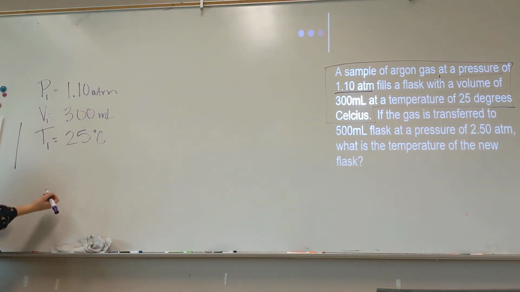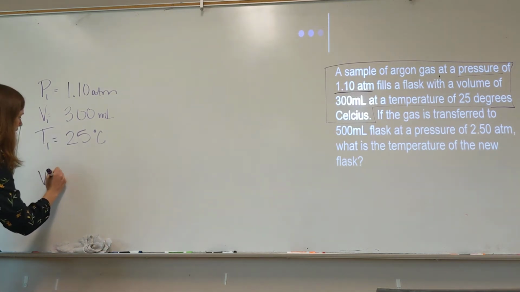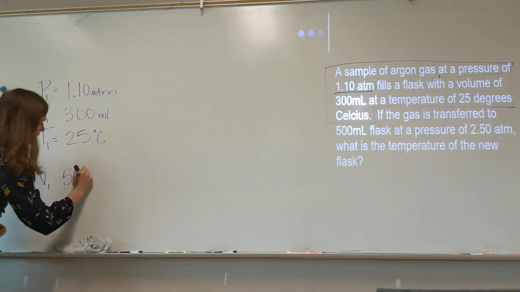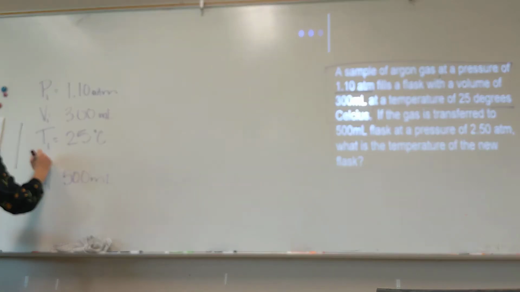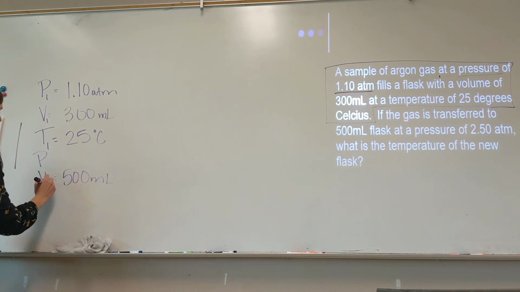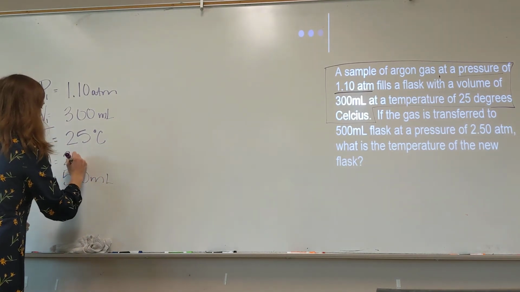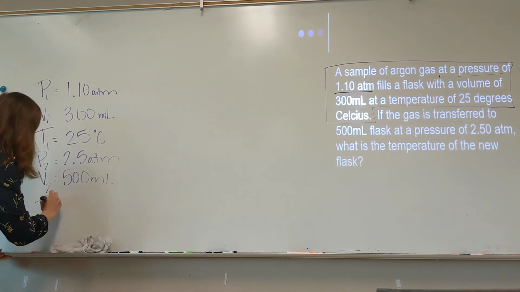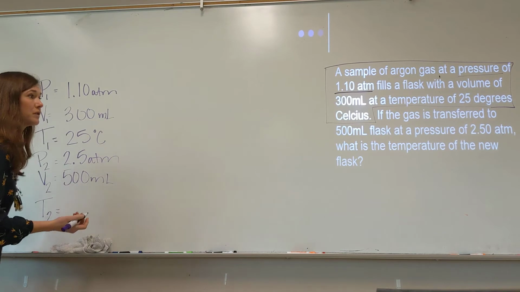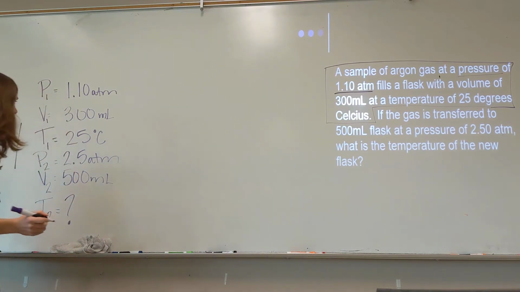P1, V1, T1. And now I have a new volume, 500 milliliters. I have a new pressure, 2.5 atmospheres. And it wants to know what the new temperature of the flask will be. So I don't know my T2.